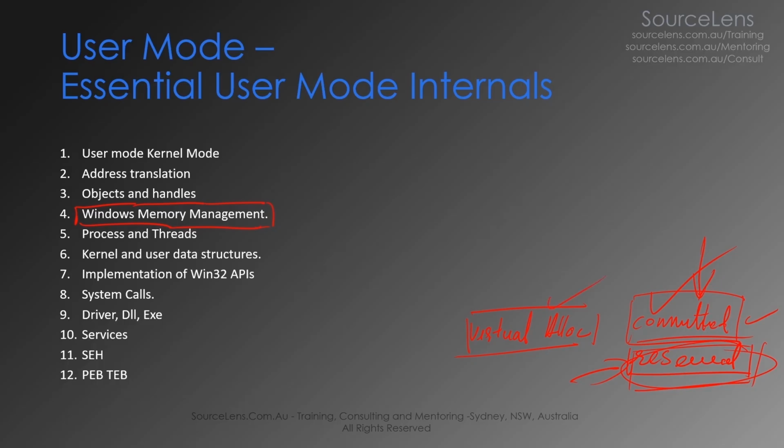VirtualAlloc normally deals in terms of pages. Normally we don't use VirtualAlloc for allocating small chunks of memory. VirtualAlloc is normally not directly used. VirtualAlloc internally calls another API called NtAllocateVirtualMemory. That is the NTDLL equivalent of VirtualAlloc, which is also available in kernel mode.